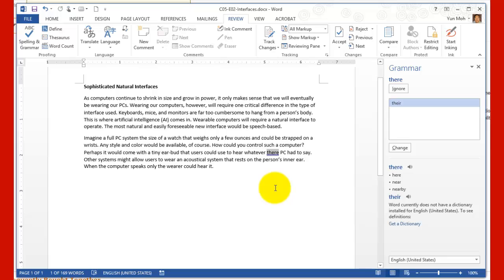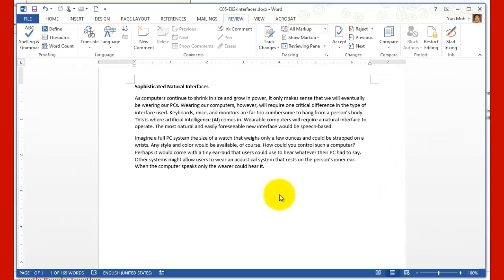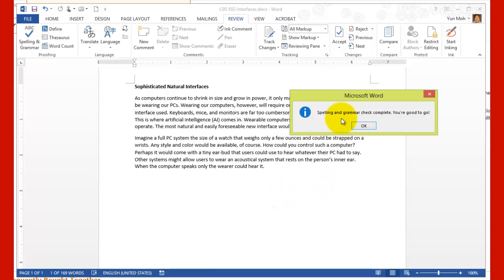It should be used to their PC. It's not about place, it's about possessive, so it has to be T-H-E-I-R, and I'm going to click on change, and that's it. Once you do that, you get this spelling check, grammar check complete message. Go ahead and click on OK.